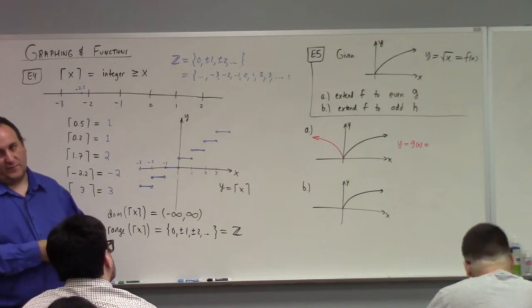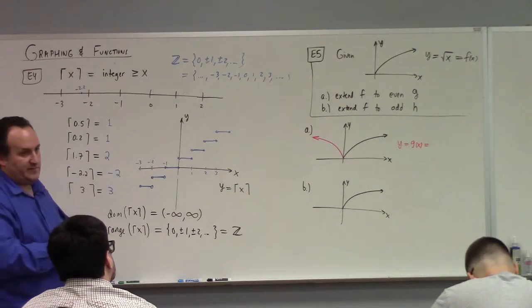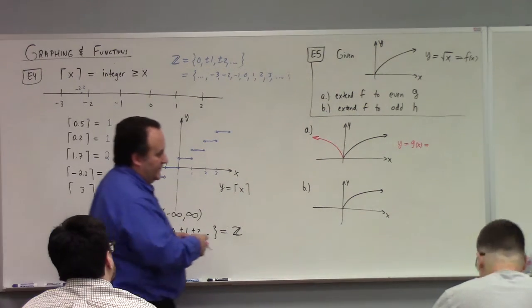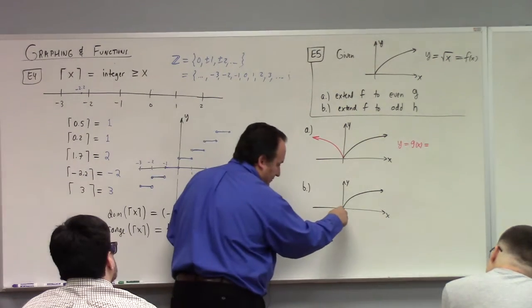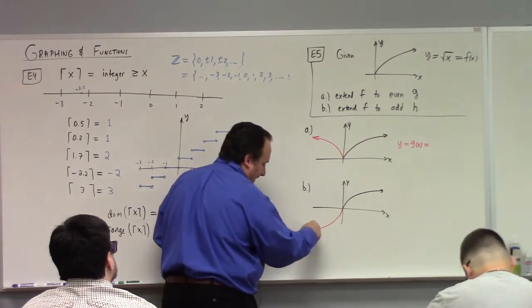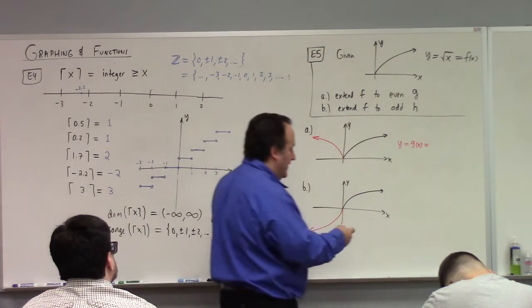Now the question is, what's the formula for it, right? I've drawn the picture for you, right? Let me finish the other one first. So how about odd? If I want odd, we have to reflect through the origin, right? So that would look something like this. And this would be odd.